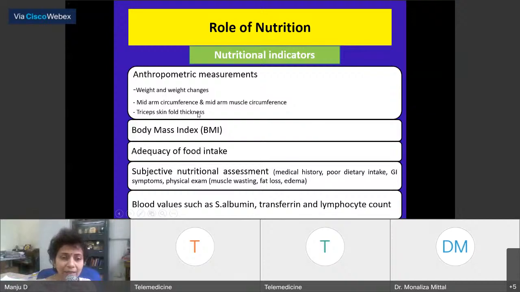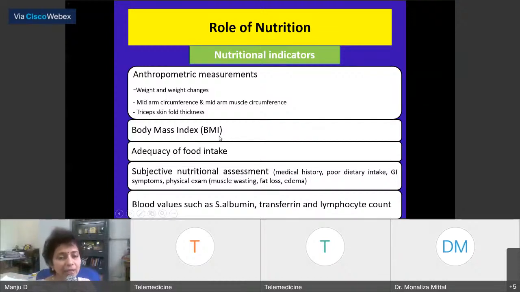Again, to check the body mass index, we need weight and height. So how do we check the height of a patient whom you cannot make stand, and how do we check the weight of the patient? There are formulas to calculate the height of the patient based on their knee length. From the knee length we can approximately calculate their height, and from the height, we can calculate their weight. This will be approximate, not exact.